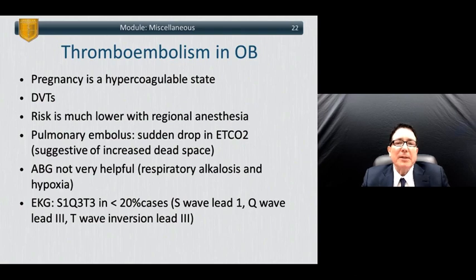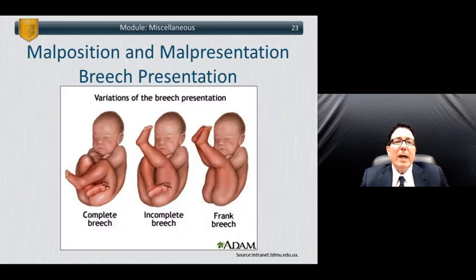Remember, pulmonary embolus will cause a sudden drop in end-tidal CO2, suggestive of increased dead space. Respiratory alkalosis and hypoxia may be there, but usually ABGs are not very helpful. And if you get questions on EKG in this scenario, there's S1Q3T3 in less than 20% of cases. This means S wave in lead 1, Q wave in lead 3, and T wave inversion in lead 3. Easy way to remember that as an acronym is S1Q3T3.